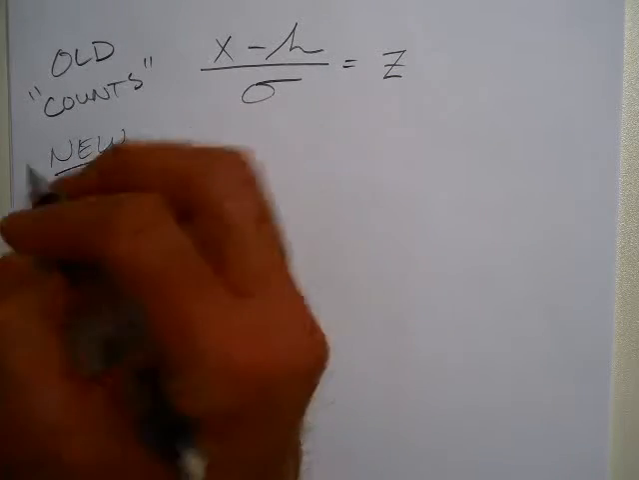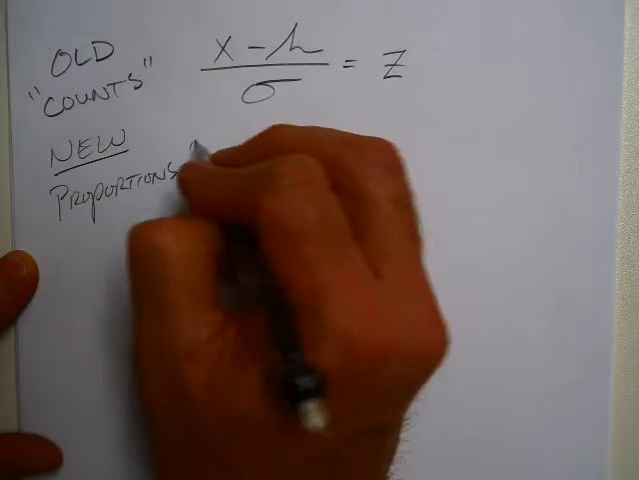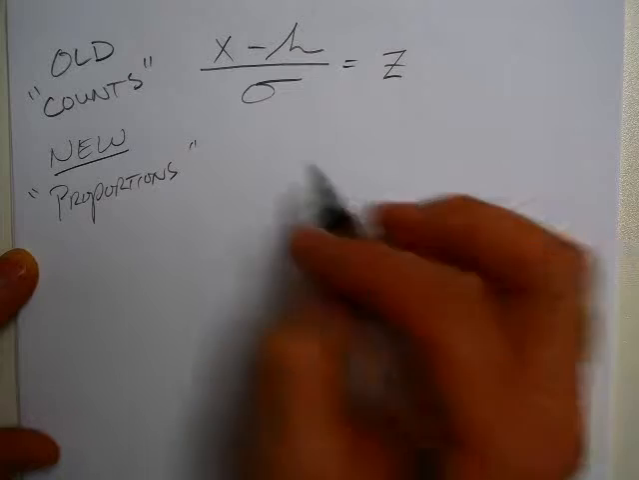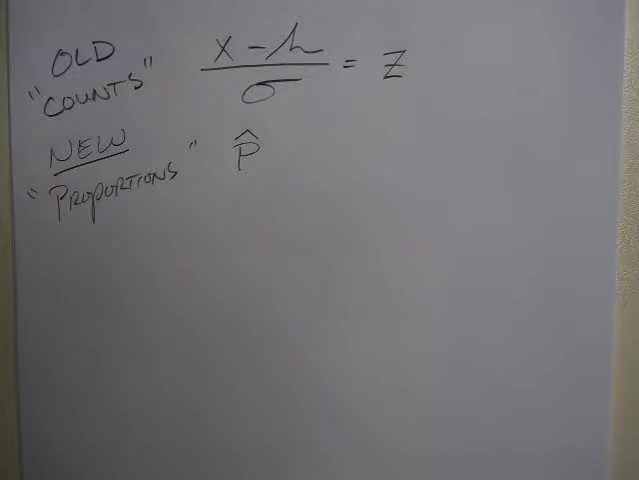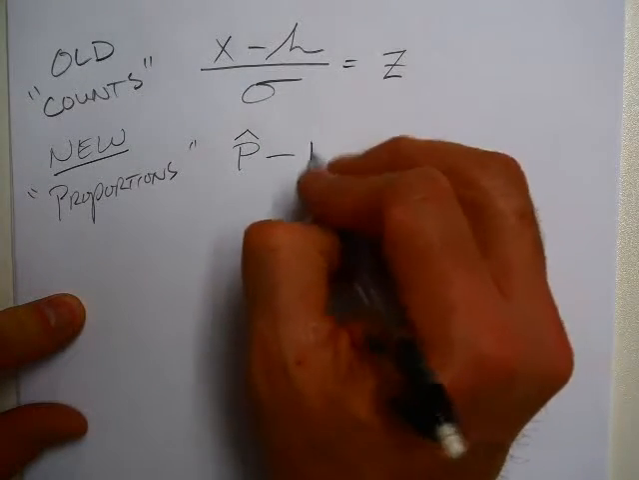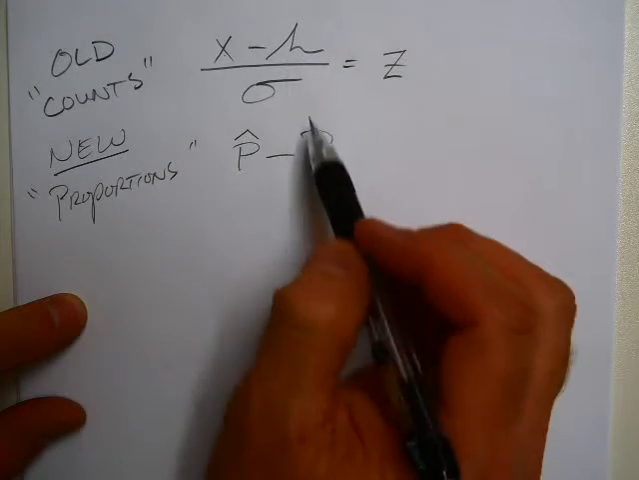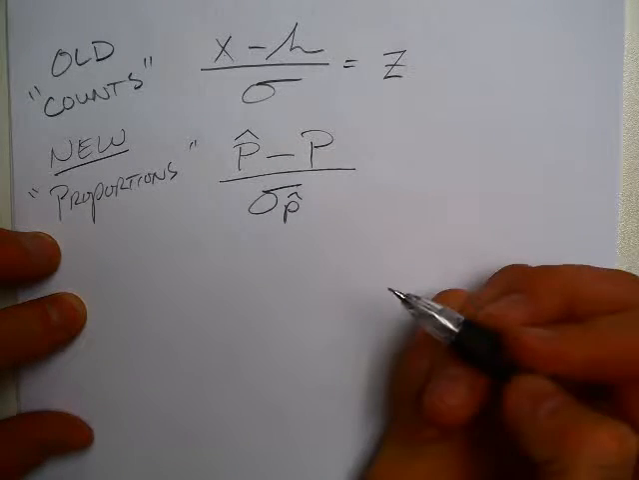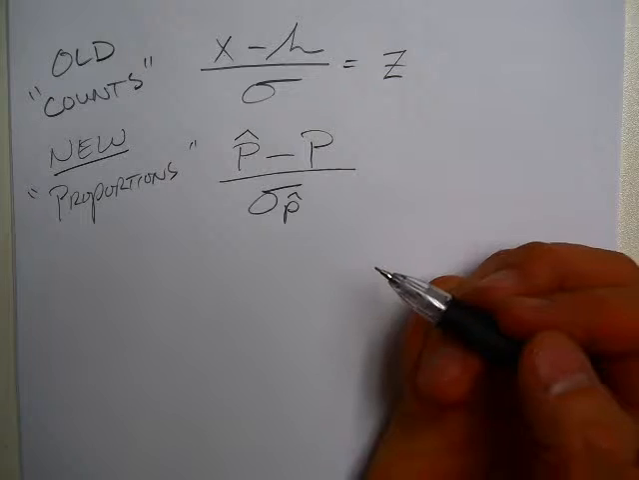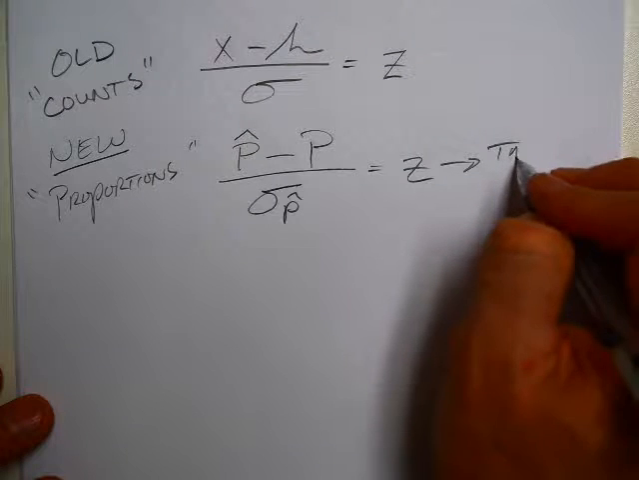Our new one deals with proportions. And this one is the sample proportion, your statistic, minus your population proportion, your parameter. So the x is like the p hat, the mu is like the p, divided by sigma p hat. So it's a different calculation for sigma here. That's going to give us z, and then we take that to table A like we always have.